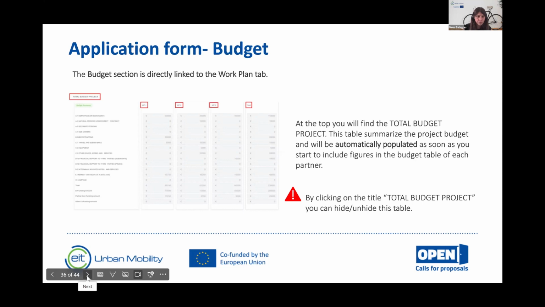project will have. A tip is that if you have different partners involved in the proposal, as I mentioned, at least 2, there is the possibility to hide these tables. And this is quite good, because if you hide them, then you don't have to do a long scroll. So if you click the total budget project, this table is hidden. And if you click it again, it is unhidden.